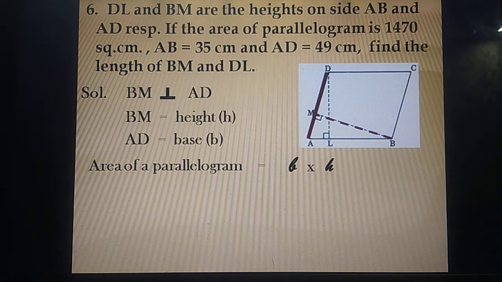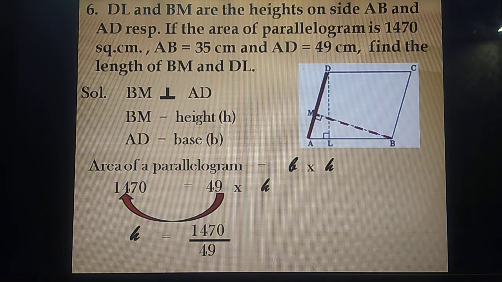We will use the formula of area, which is 1470 is equal to base 49 into height. Height you have to find. Shift 49 to get the value of h as 1470 upon 49, which means 30. So here h is representing BM. So BM is 30 centimeter.